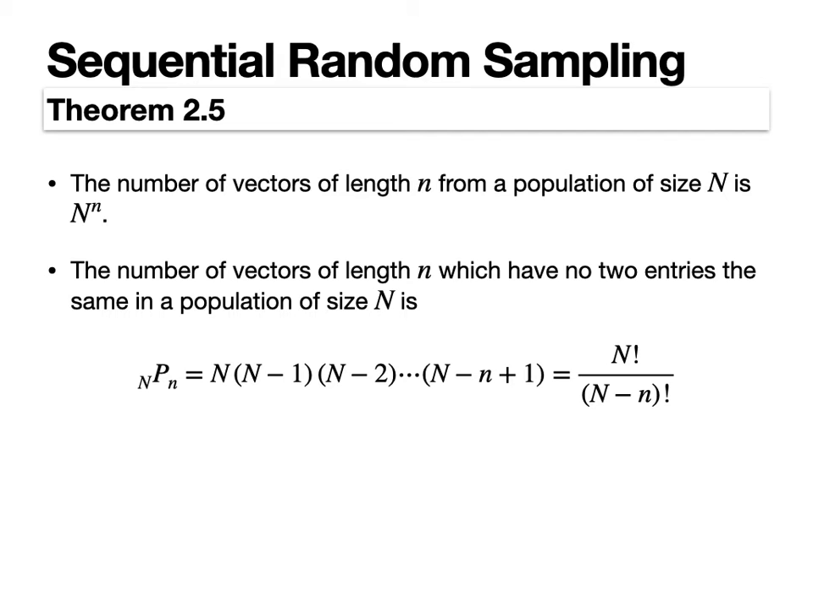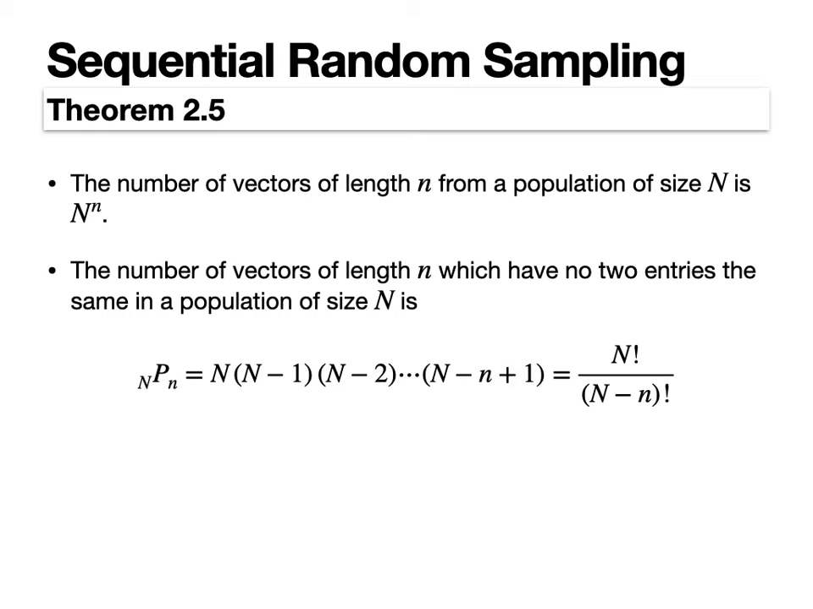For sampling without replacement, it's the permutations of capital N things taken little n at a time. Because think about building a vector for sequential sampling without replacement. You have N choices for the first entry, but then only N minus 1 for the second, N minus 2 for the third, and so on. And so you get this product of decreasing factors in which there are little n terms. That turns out to be just what we mean by a permutation of big N things taken little n at a time.